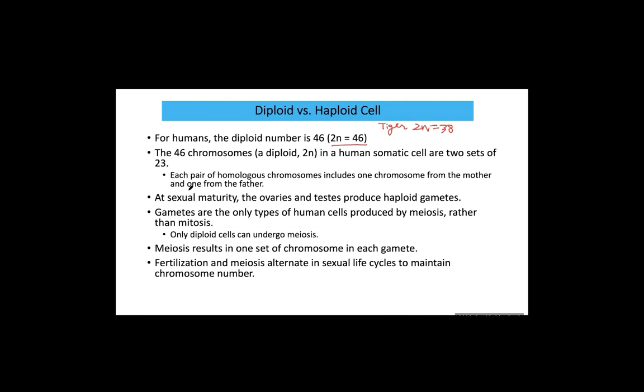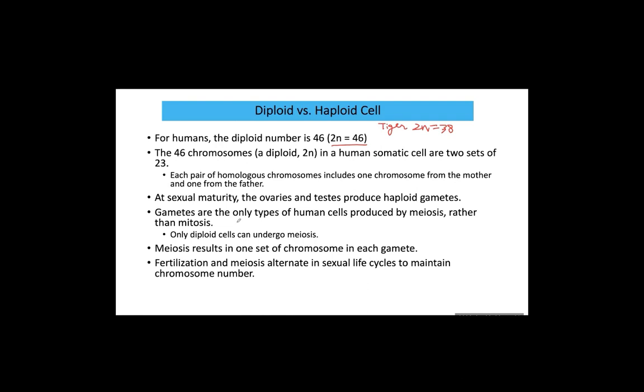Only diploid cells can undergo meiosis. Haploid cells cannot undergo meiosis. Haploid cell is the end of cell division. Haploid cell is for fertilization, not for doing another cell division. That's why only diploid cells can undergo meiosis. Haploid cells cannot undergo meiosis.